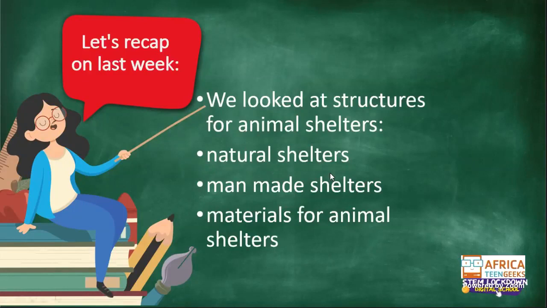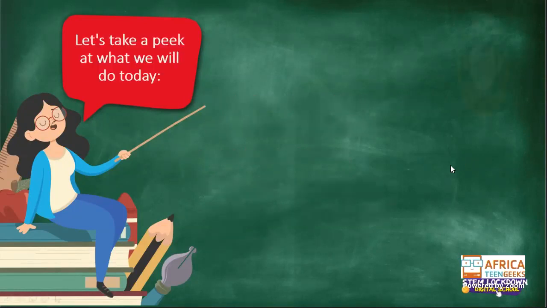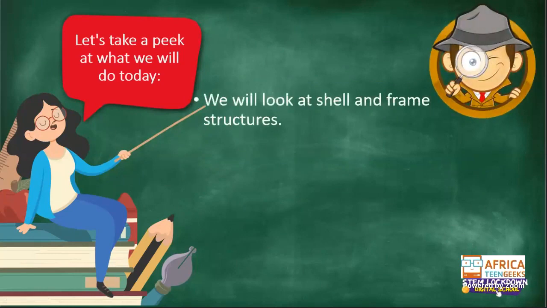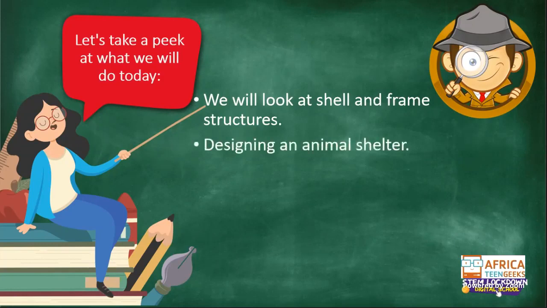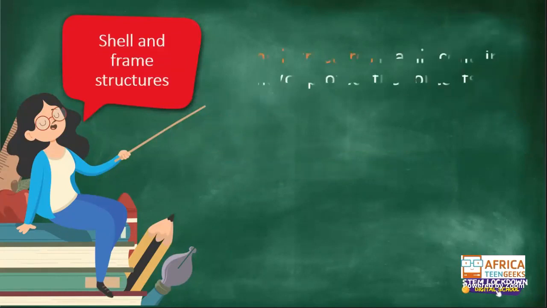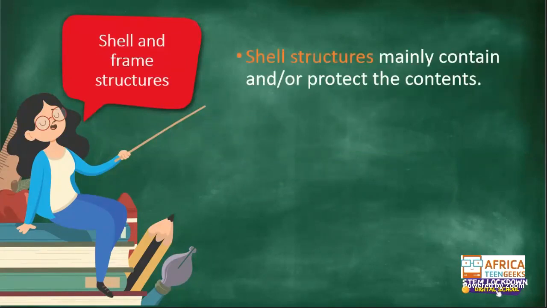Okay, right. Let's take a peek at what we are going to do today. Today we are going to look at shell and frame structures and what the differences between the two are. We are going to design an animal shelter. And by doing that, we are going to use the technology process. Let's quickly speak about shell and frame structures.